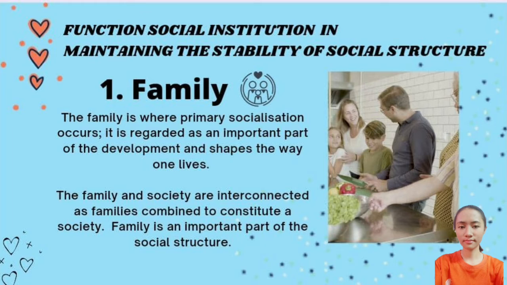Family. The family is where primary socialization occurs. It is regarded as an important part of development and shapes the way one lives. The family and society are interconnected, as families combine to constitute a society. Family is an important part of the social structure.